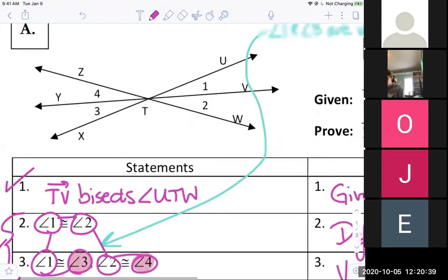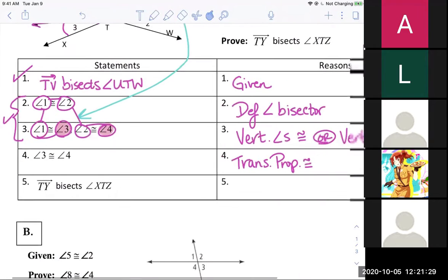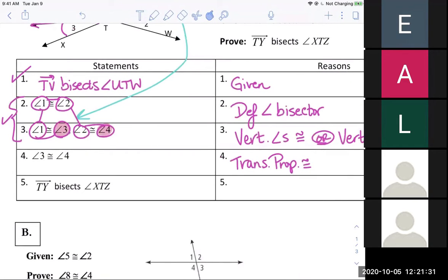So if angle 3, let's go to the picture. If angle 3 is congruent to angle 4, what makes this an angle bisector? The definition of a bisector. Definition of an angle bisector. Yes, that's what it is.